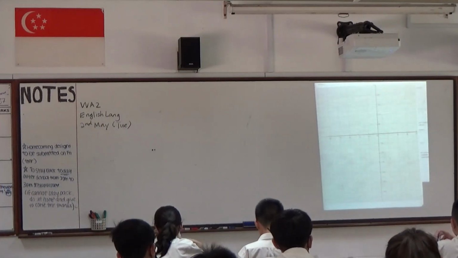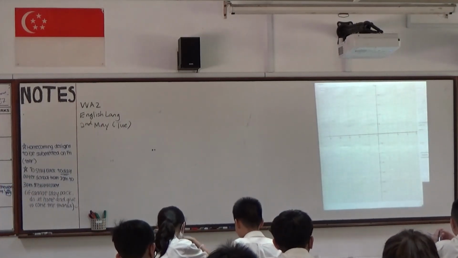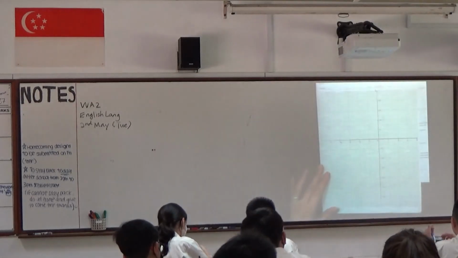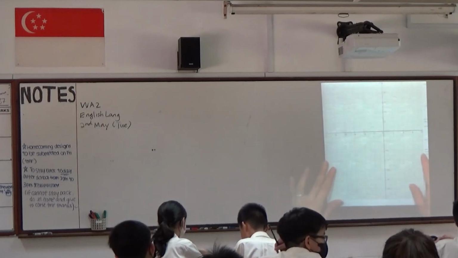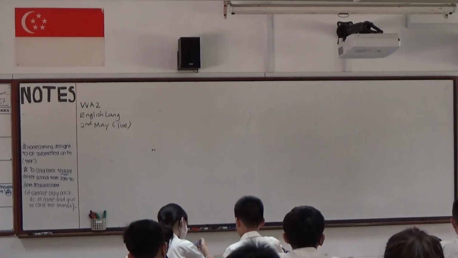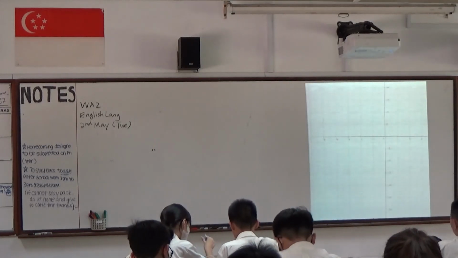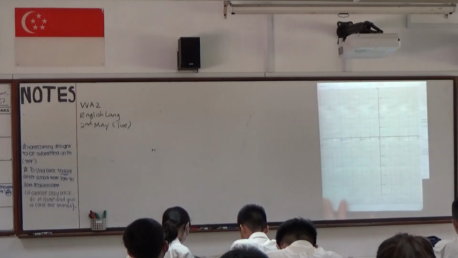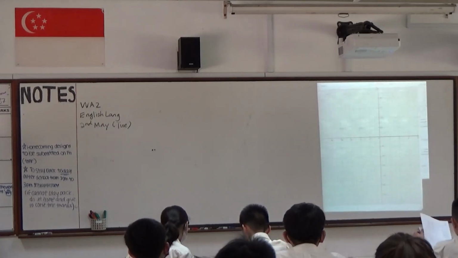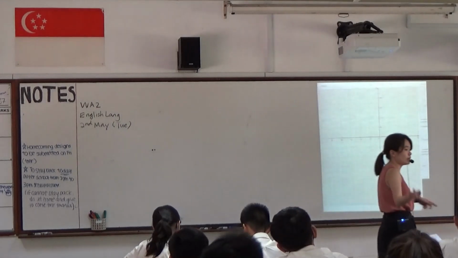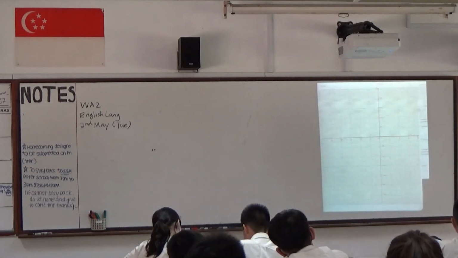If you don't have your axis. For A part I, please do it at the back, the blank space at the back of your page 4.